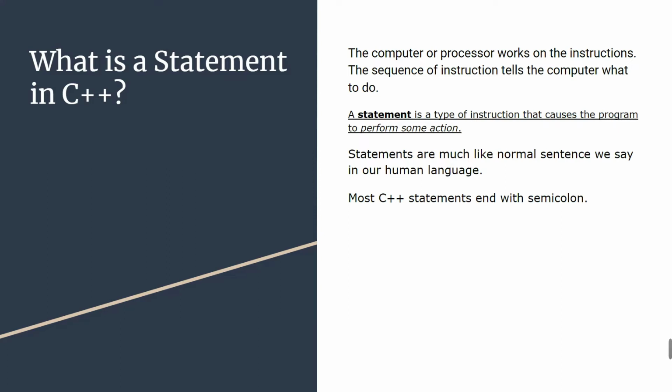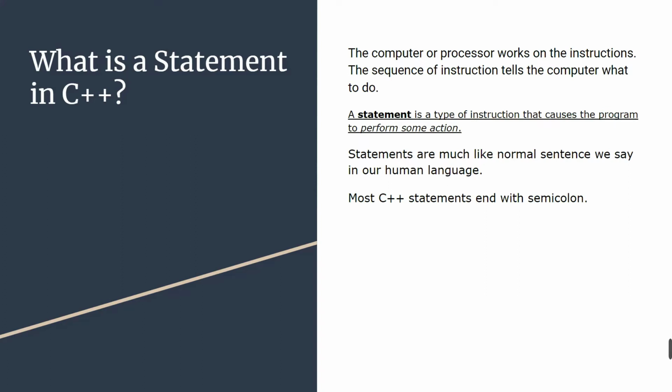So how basically your computer works, it basically works on instructions. The instructions it gets from a particular process or device. So it executes the instruction and produces a certain output for that. The sequence of instructions tells the computer what to do, and the combination of all the instructions makes a particular program to perform a specific task in a computer. So a statement is a type of instruction that causes a program to perform some actions, because ultimately the instruction is causing the computer to perform a specific task.